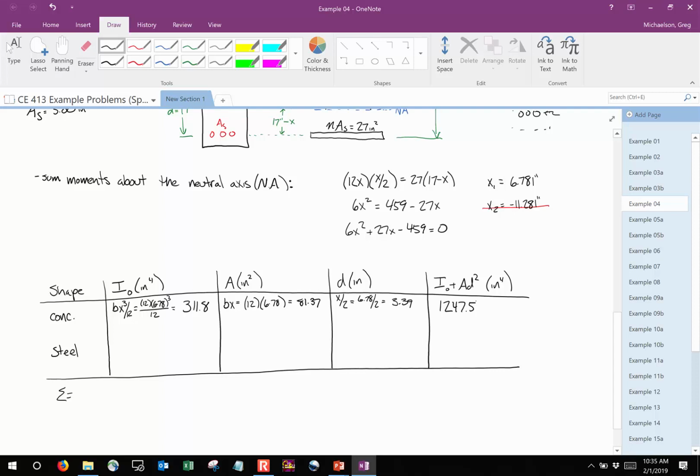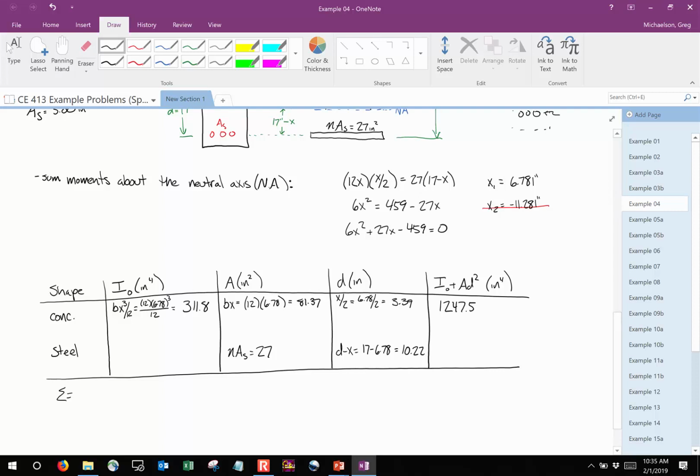Now I'm going to skip one for a little bit. What's the area? It's 27. All right, what's the D value? How far is it from the neutral axis of the whole thing to the center of the steel? 17 minus X. So we can say D minus X, 17 minus 6.78, which is 10.22. Now, what about the moment of inertia?